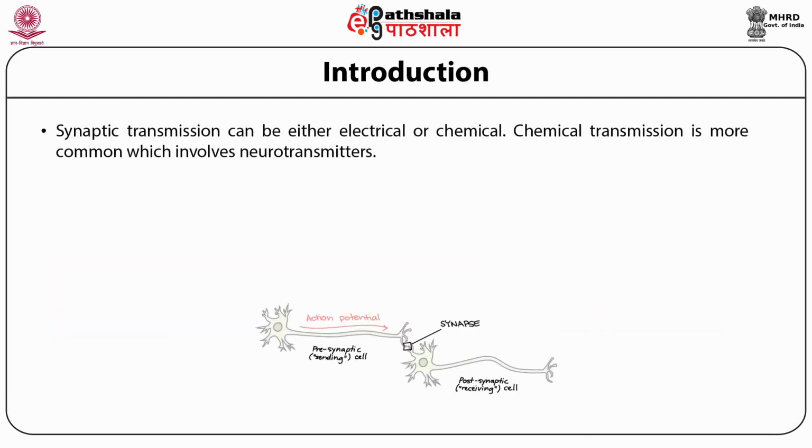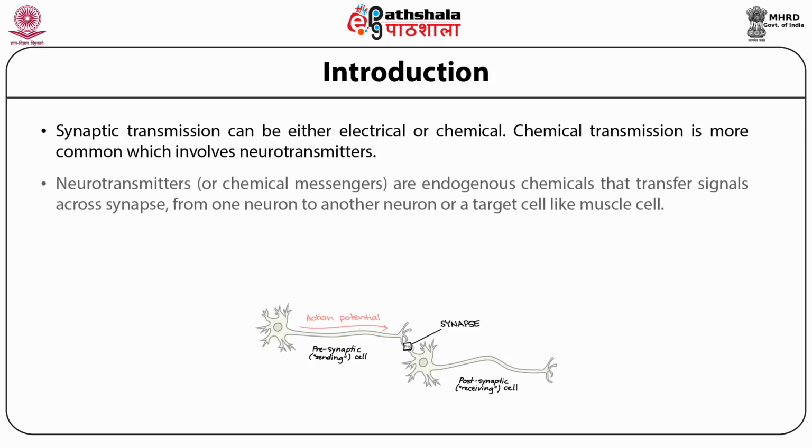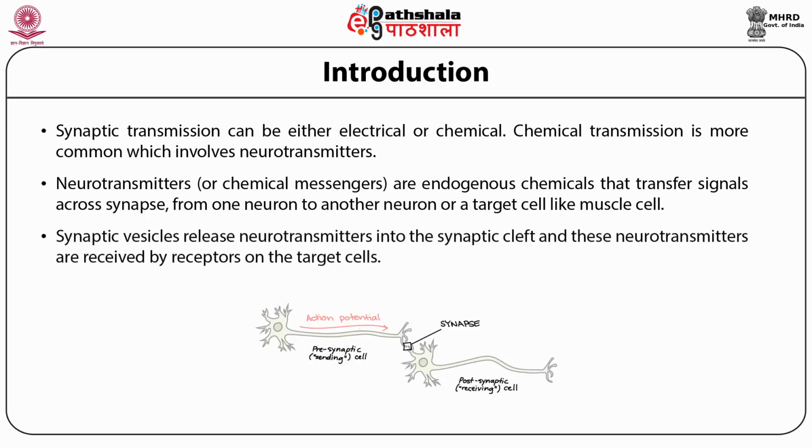Synaptic transmission can be either electrical or chemical. Chemical transmission is more common, which involves neurotransmitters. Neurotransmitters or chemical messengers are endogenous chemicals that transfer signals across a synapse from one neuron to another neuron or a target cell like a muscle cell. Synaptic vesicles release neurotransmitters into the synaptic cleft, and these neurotransmitters are received by the receptors on the target cell.